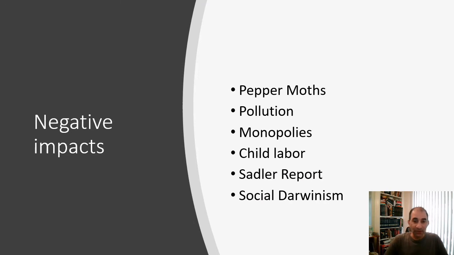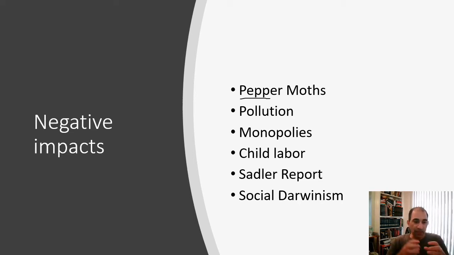All right, now there are some negative impacts as well, so let's run through some of those, starting with the first two that go together. I don't know if you've ever heard the story of the pepper moths, but this is a good example of one of the negative impacts created by the Industrial Revolution. These were moths inside of England, specifically London, before the Industrial Revolution. In London, there were two moths: pepper moths and black moths.